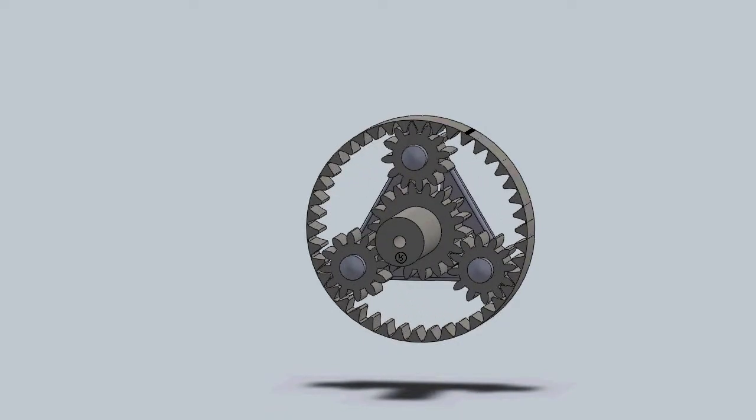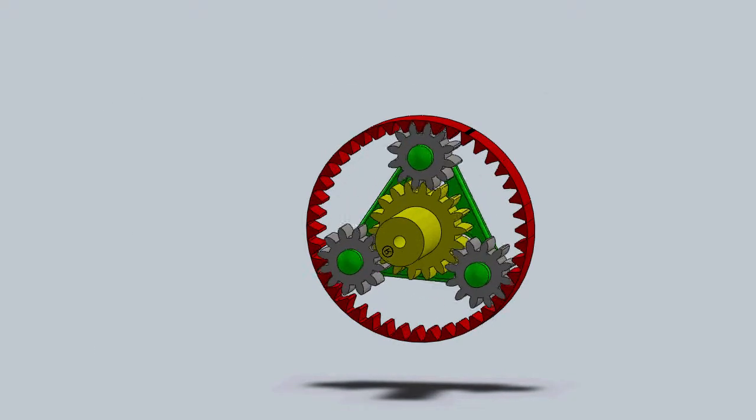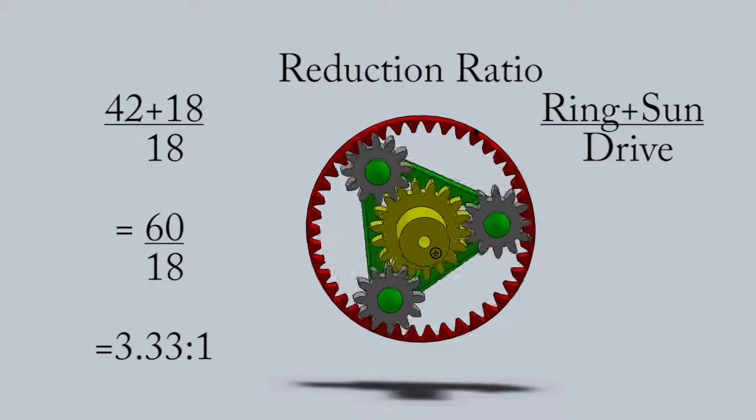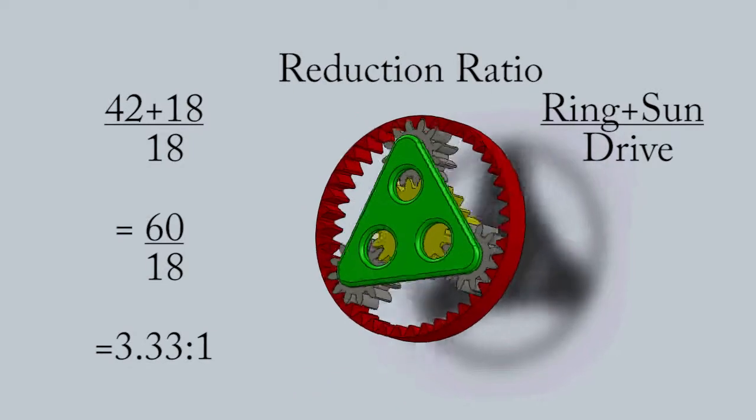First, I'm going to show a maximum reduction available in a Planetary Gear set. In this case, I'm going to input the Sun Gear, hold the Ring Gear, therefore my output will be the Carrier in this demonstration. To calculate a reduction ratio in a Planetary Gear assembly, the Ring Gear teeth and the Sun Gear teeth are added together and then divided by the Drive Gear teeth.